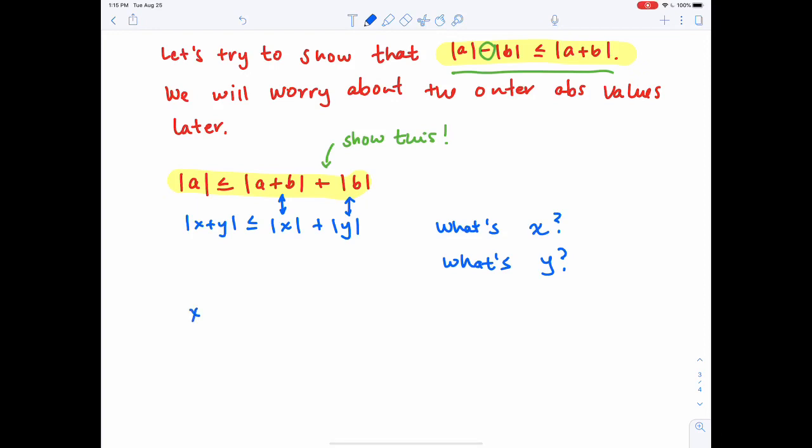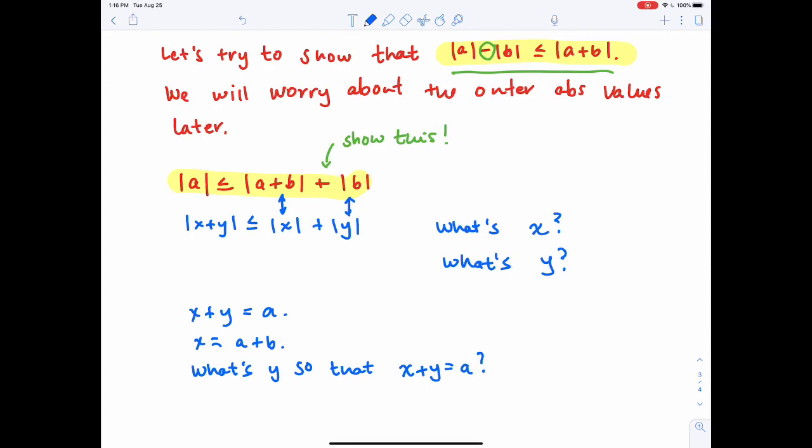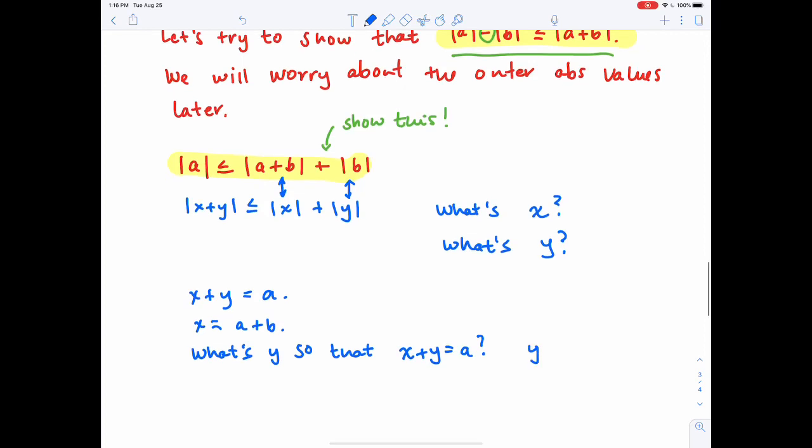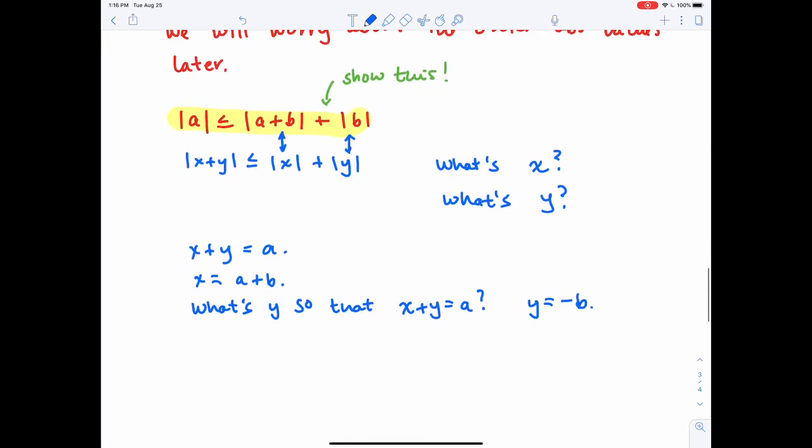So here we're looking for an X and Y such that X plus Y needs to equal A. And right now we can say it looks like X is A plus B. So what's Y? So that X plus Y equals A. Well, if you sub in, you get that Y has to be negative B. And that seems a little bit funky because we're introducing a negative sign. So let's go back and see if that makes sense here.